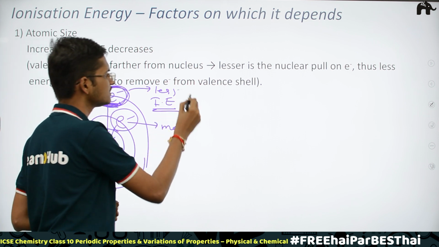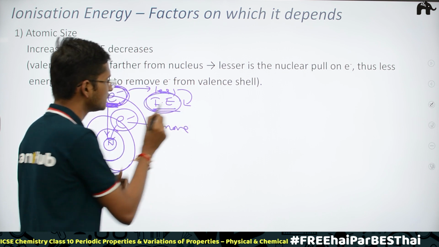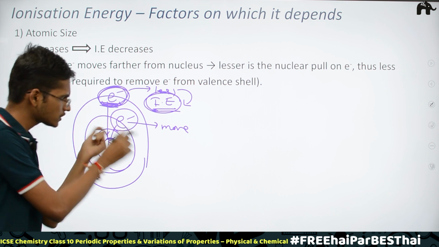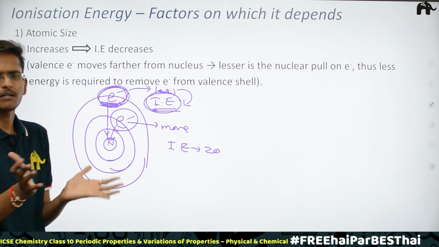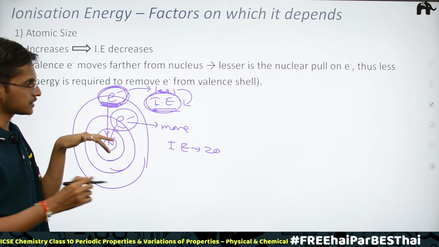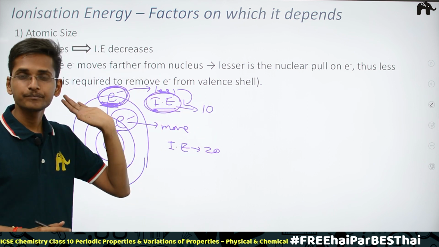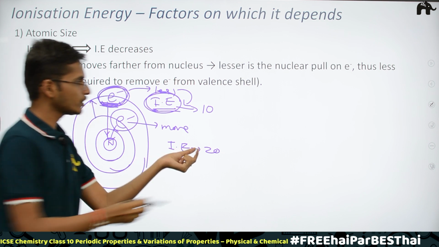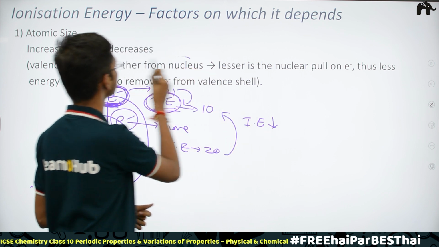Now less energy is required to remove the electron means the ionization energy in the second case is less. So suppose the ionization energy in the first case is 20. I'm taking just a random number. Now what I told is the ionization energy in the second case is less than the first case, so I'm taking 10. So what is happening? See, when I'm increasing the size, ionization energy is decreasing.